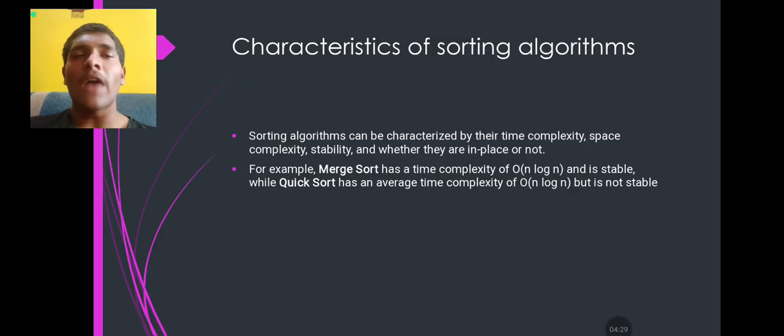The final thing for today's video is the characteristics of sorting algorithms. So what are the characteristics of sorting algorithms? Sorting algorithms can be characterized by their time complexity, space complexity, stability, and whether they are in place or not. For example, merge sort has a time complexity of O(n log n) and is stable, while quicksort has an average time complexity of O(n log n) but it is not stable.